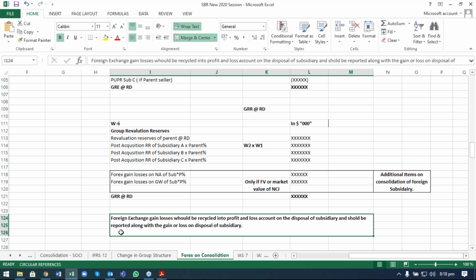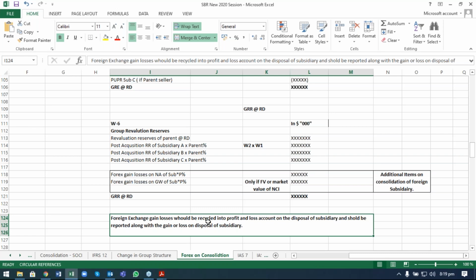Foreign exchange gain losses, an important thing is what we are going to do with these foreign exchange gain losses, which was already concluded within this question. Once the subsidiary was disposed of, how are we going to account for these foreign exchange gain losses? These should be recycled to the profit and loss account. That's specifically mentioned within IAS 21, that any foreign exchange gain losses that arise on consolidation of a foreign subsidiary, once the subsidiary was disposed of, the accumulated gain losses should be charged to profit and loss account. Those should be recycled to profit and loss account.